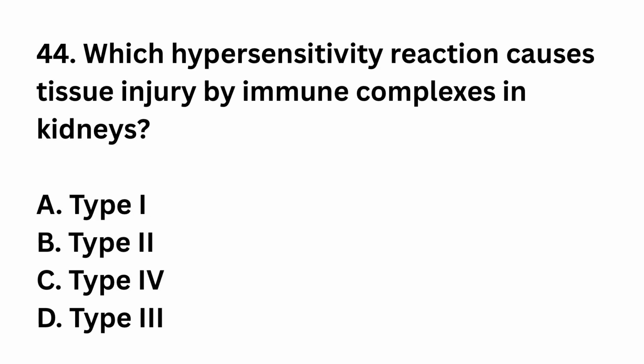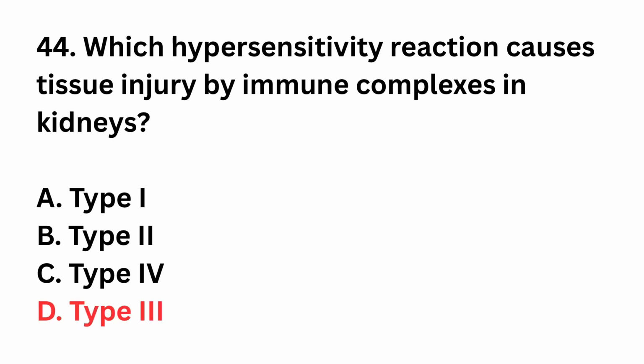Question number 44. Which hypersensitivity reaction causes tissue injury by immune complexes in kidneys? Type 1, type 2, type 4, type 3. The right answer is option D, type 3. Immune complexes deposit in glomeruli. They trigger inflammation and damage.